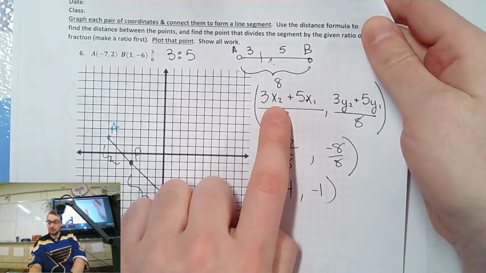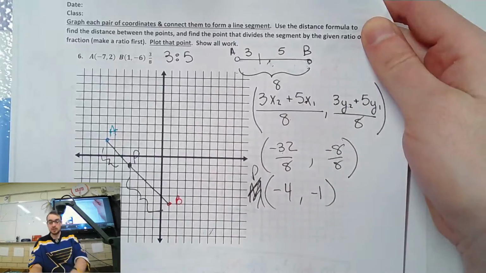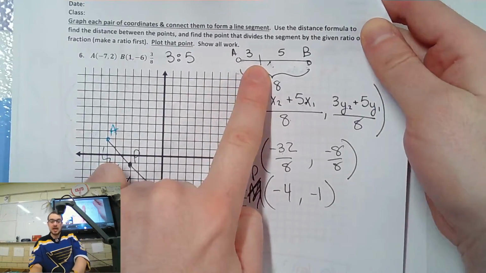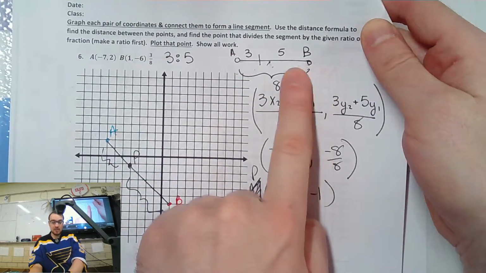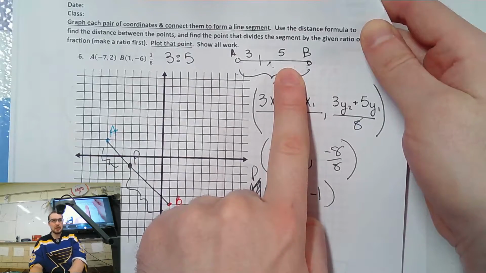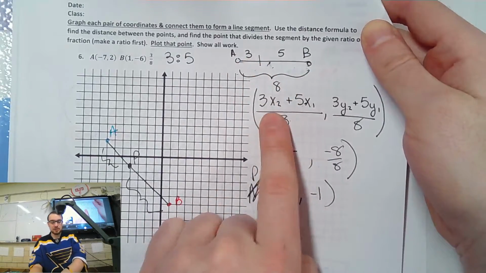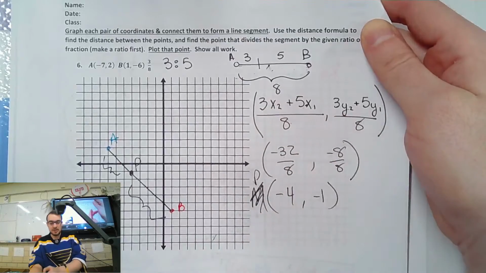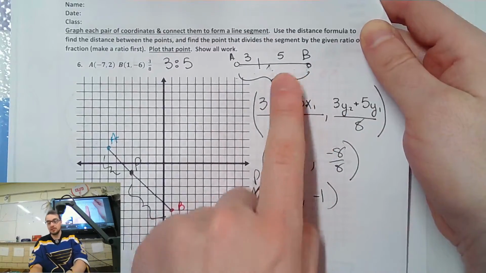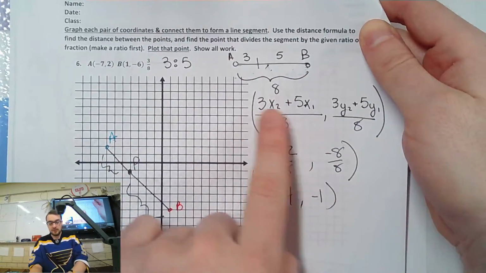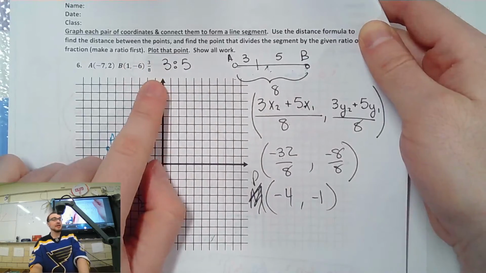Remember, x2 comes first, y2 comes first. That's super important because we're starting on A and walking towards B. If we started on B and went 3/8 of the way, we'd end up here, which would be a different point, right? So make sure you write x2 and y2 first. If you flip those, then you're going to get the point that's closer to B, not closer to A. So 3 and 5 go here because that's our ratio. Does everybody see how I got my ratio?